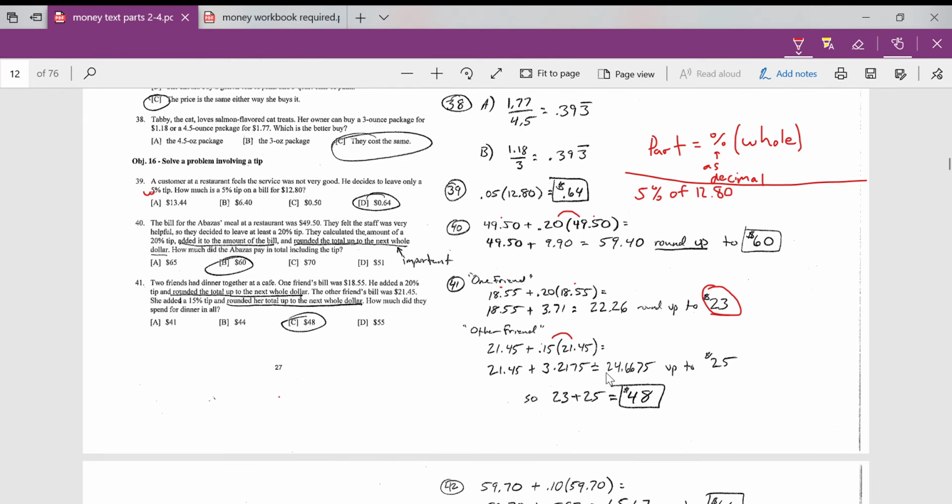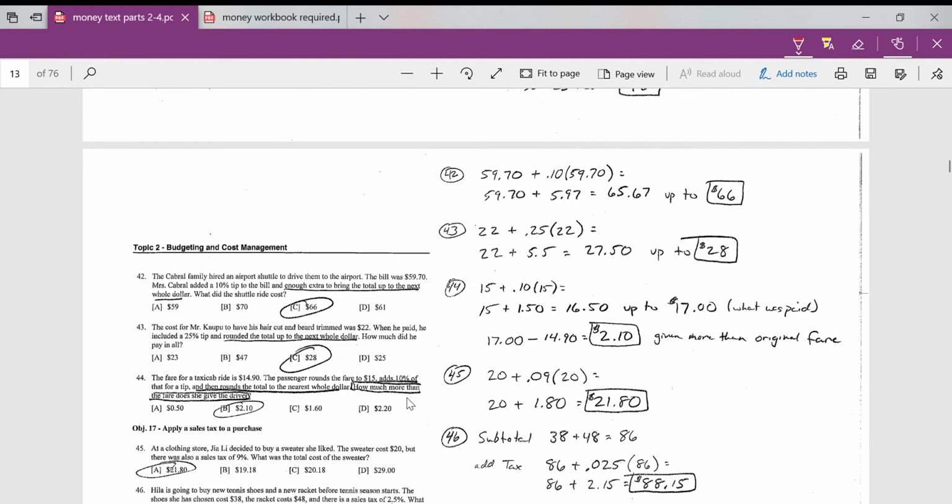Okay, so when you add it, you get 24.6675, which if we had to be exact for money, we would round, look at the number next to it. So we'd round to $24.67, but it says round up to the next whole dollar. So either way, that person's going to round up to $25. We add the two together, 23 and 25 is 48. That's our answer.